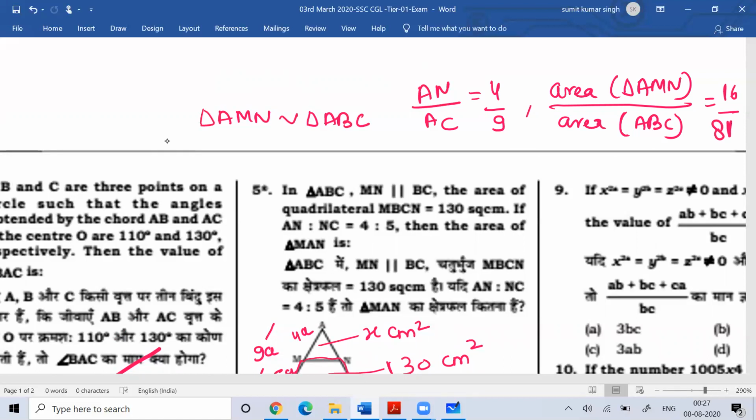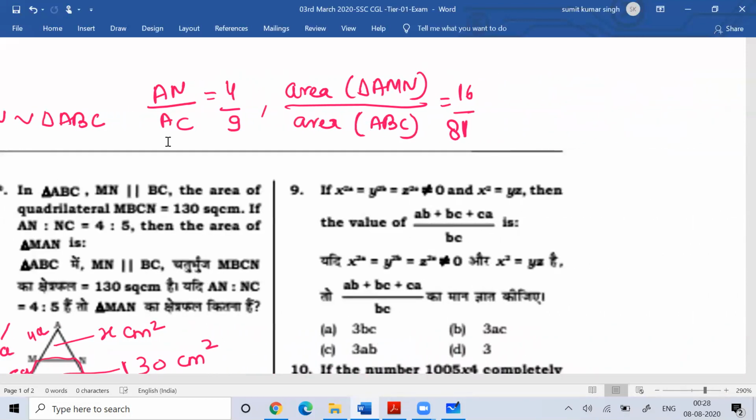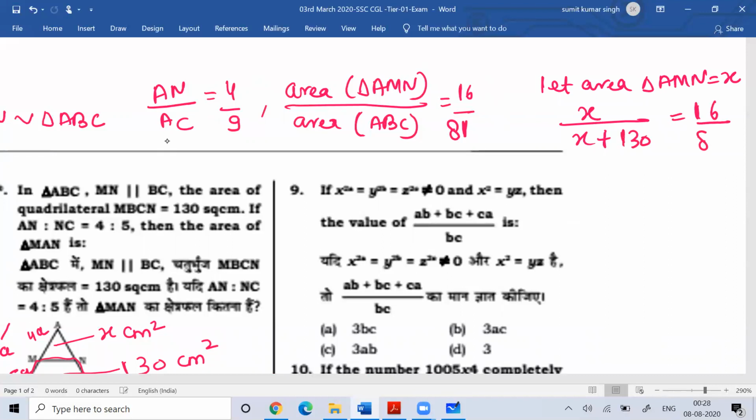You can remember it is a property of similar triangles. So I can say this. Now the area of triangle AMN divided by area of triangle ABC would be 16 by 81. Let the area of triangle AMN be X. So then I can say X by X plus the area of the quadrilateral, which is given as 130, is 16 by 81.